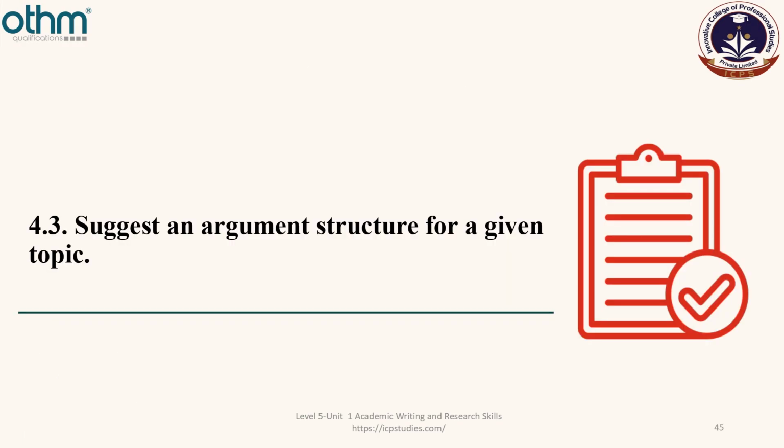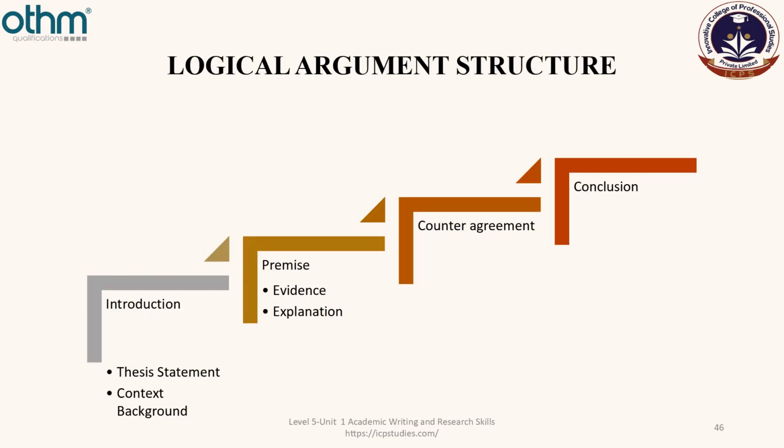Now we have the third learning outcome, which suggests an argument structure for a given topic. So here we have the logical argument structure. The logical argument structure has a total of four parts. The first is the introduction, which has the thesis statement and the context background. Then we have the premise, which has evidence and explanation. Then we have the counter argument, and then we have the conclusion. Don't worry, I will explain all these things in the coming slides.